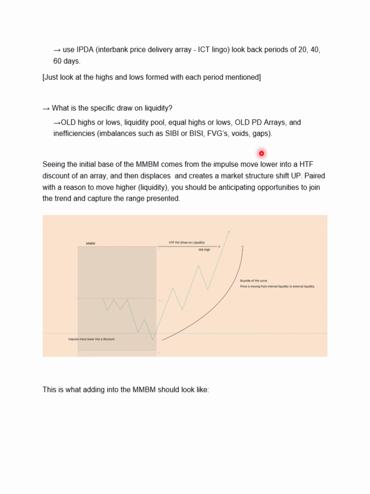This gap happens when the market opens, basically. Seeing the initial base of the buying models come from the impulse move lower into a higher time frame discount of an array, and then displaces and creates a market structure shift upwards. Okay, paired with reasons to move higher.